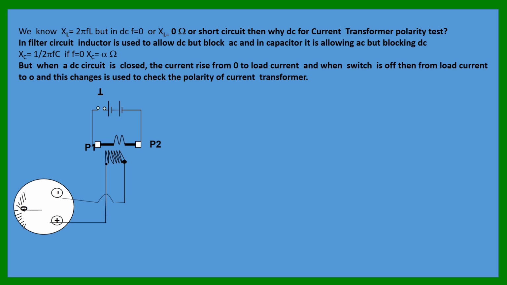What we are doing, we are checking the polarity with the 6 volt DC, and we close the switch and immediately release the switch. When we close the switch, the current is rising from 0 to the load. That time it will give a flick. When you release, again it will give a flick, but in the opposite direction, because initially it is 0 to load current, and when you release it is load current to 0. So the deflection is opposite.